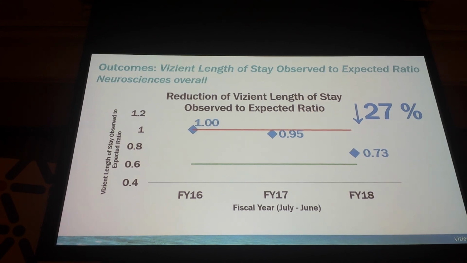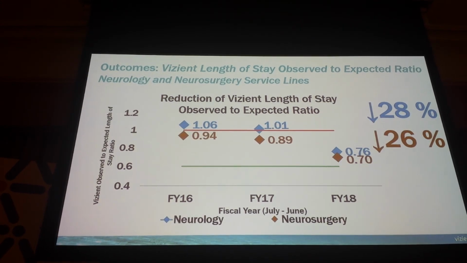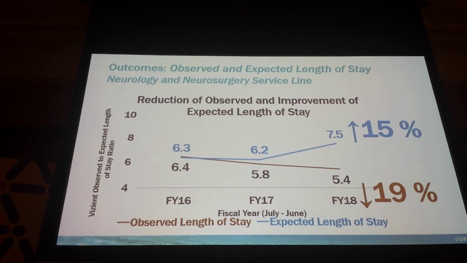And over the last couple of years, we've seen a 27% reduction in our length of stay O/E ratio for neurosciences, which includes neurology and neurosurgery. And you'll see in tandem, neurosurgery and neurology both sharing those same huge gains over time. And when we look at which side of the coin that is on, the observed side or the expected side, you'll see observed length of stay went down.